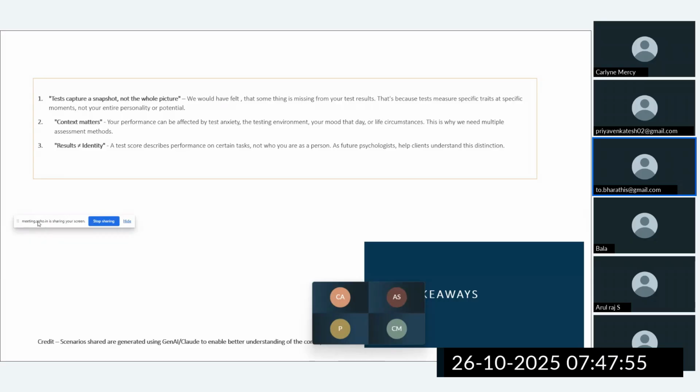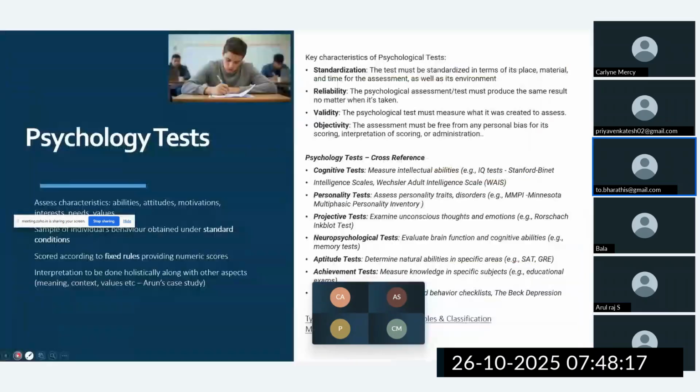And the results of these don't define me, right? So as a psychologist or as a counselor, when we interact, even if we see a person having a low IQ, it doesn't define that particular person. That is how we need to communicate, right? So with that, I will just go to what psychology tests are.